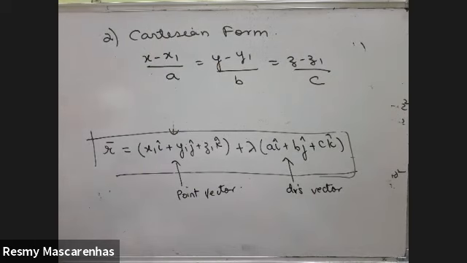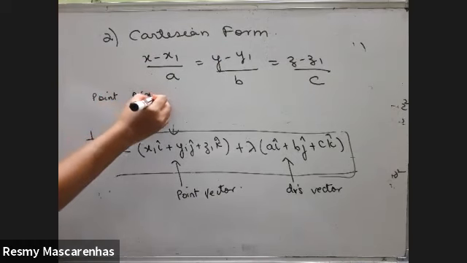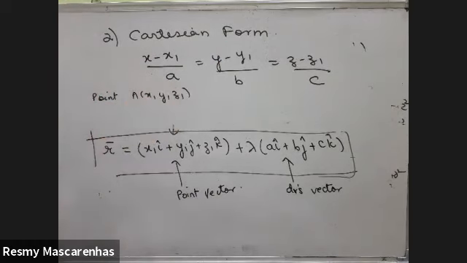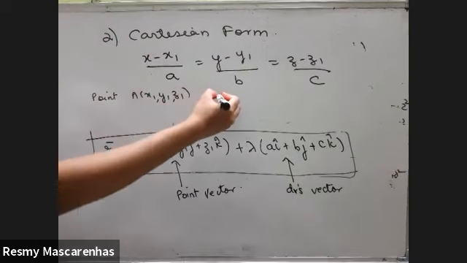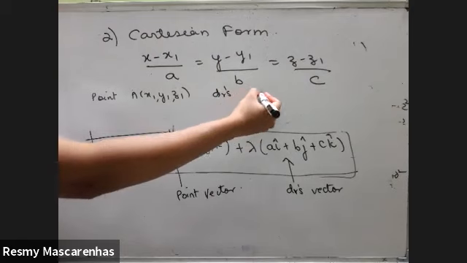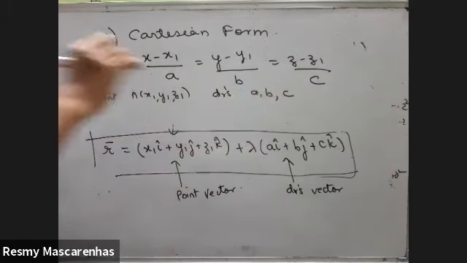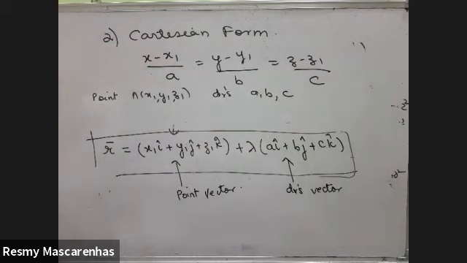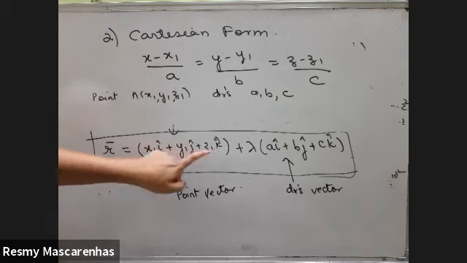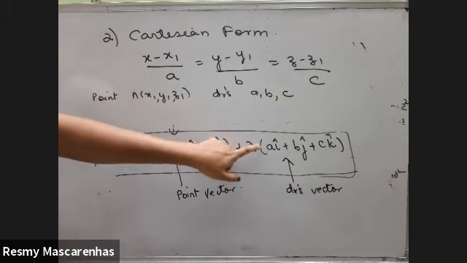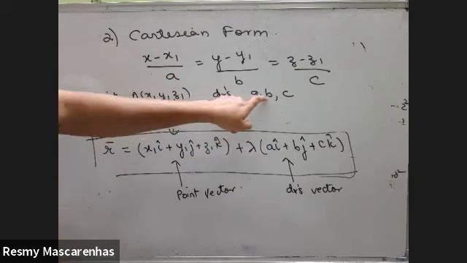What it means is, what was the point given to you? x1, y1, z1, correct? You can check your diagram. This was the point given. And your direction ratios from m bar were a, b, and c. In the Cartesian form, there will be no vector involved, meaning there will be no i cap, j cap, k cap. Everything will be in terms of pure numbers. So you have to remove i, j, k. If you remove i, j, k, what is left? x1, y1, z1. And if you remove it here, what are the direction ratios? a, b, c.